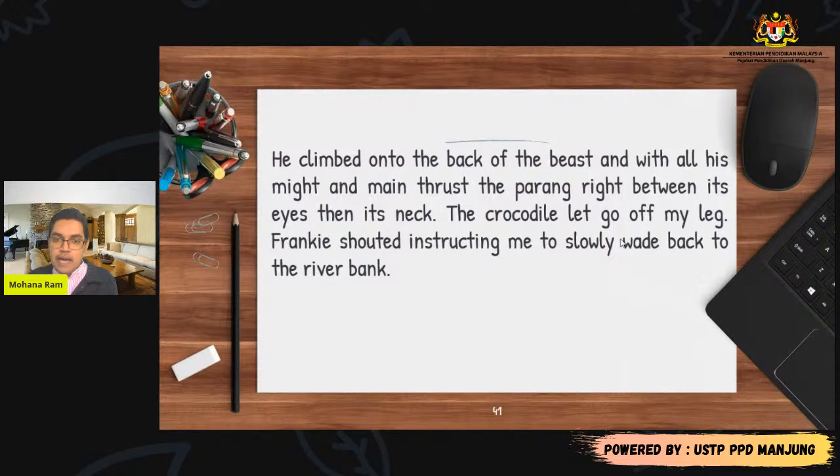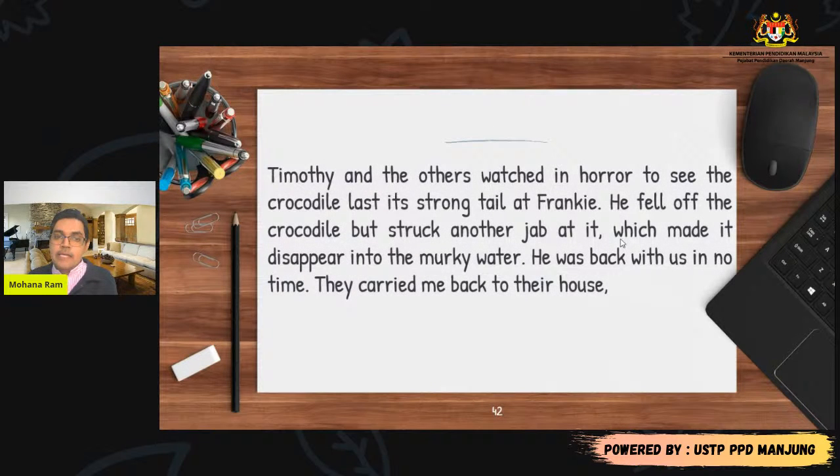Next part. Timothy and the others watched in horror to see the crocodile lash its strong tail at Frankie. He fell off the crocodile but struck another jab at it, which made it disappear into the murky water. He was back with us in no time. They carried me back to their house, with a comma there because we're going to continue.